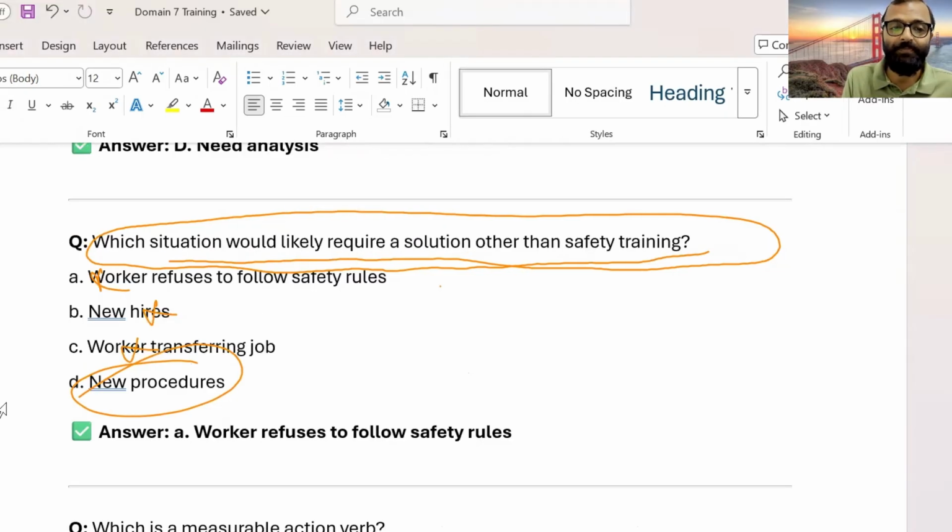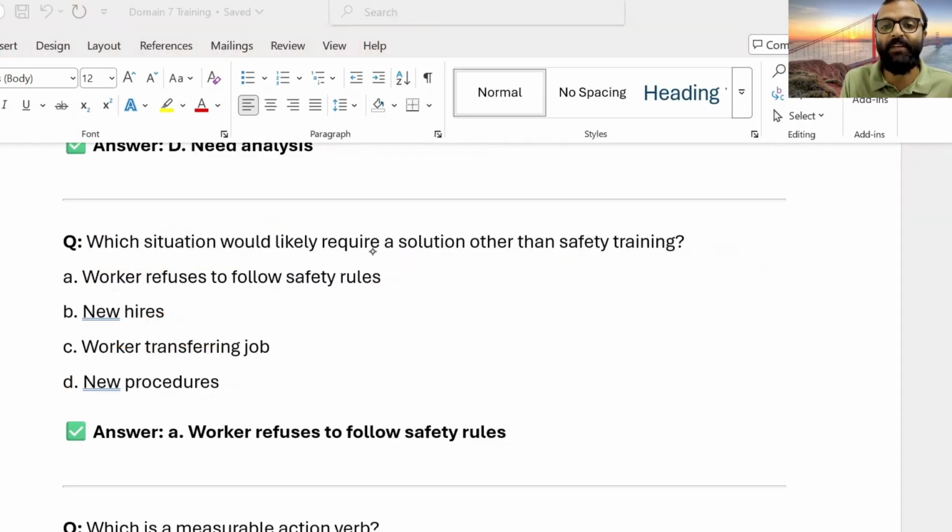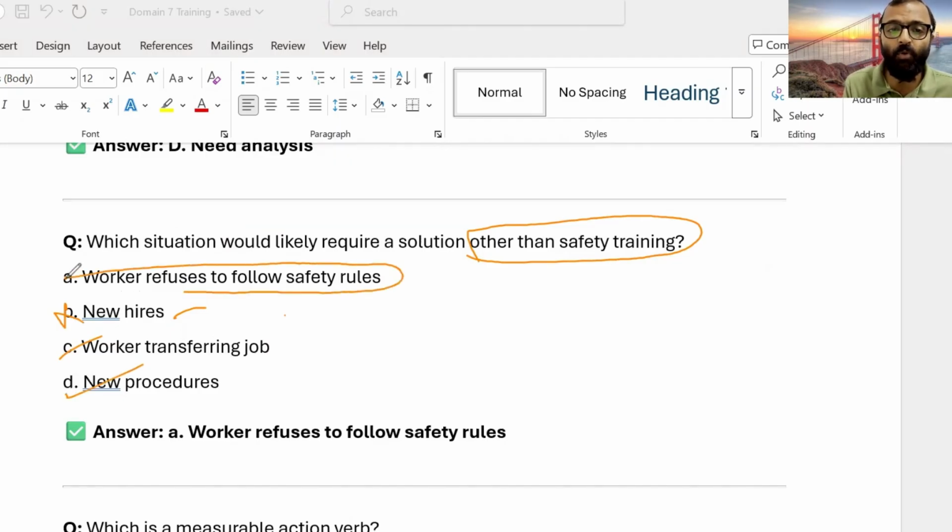Which situation would likely require a solution other than safety training? Okay. This also we have discussed in the last video. Worker refusal to follow rules, new hire. Which situation would require a solution other than safety training? That means safety training is not the solution here. New hire, safety training is required. Worker transferred, safety training is required. New procedure, safety training is required. Worker refusal to follow rules, safety training is not the solution because worker is not following, he is refusing. That means motivation is the problem. Safety training is not the solution.